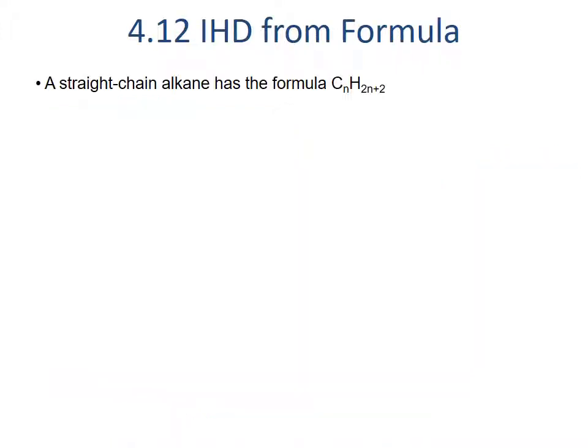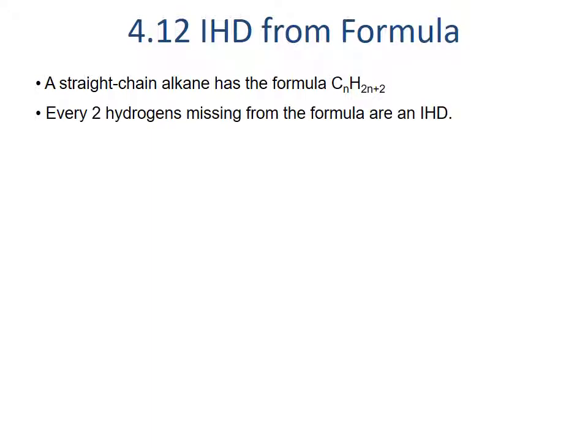We can calculate index of hydrogen deficiency from a molecular formula. As we have indicated before, a straight chain alkane will always have the formula CnH2n+2, or for every carbon, there are 2 hydrogens plus 2 extra. Anytime there are 2 hydrogens missing from that, we have an index of hydrogen deficiency. So we subtract our actual formula from that and divide by 2.